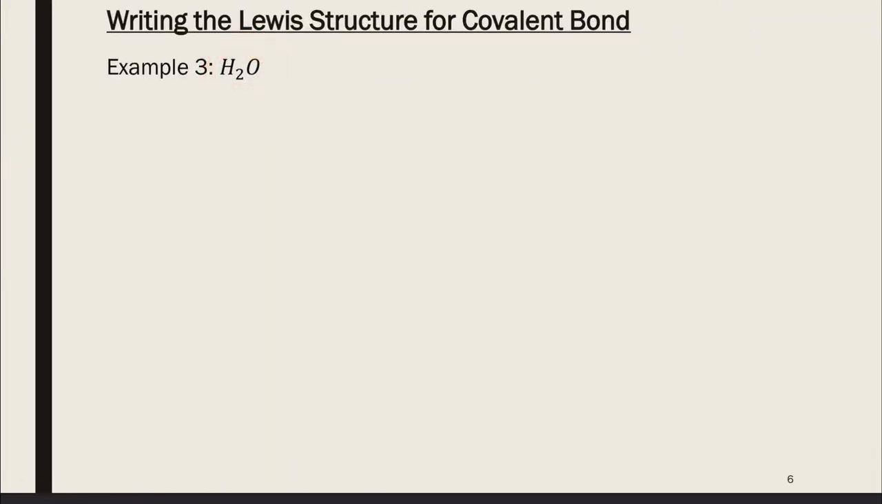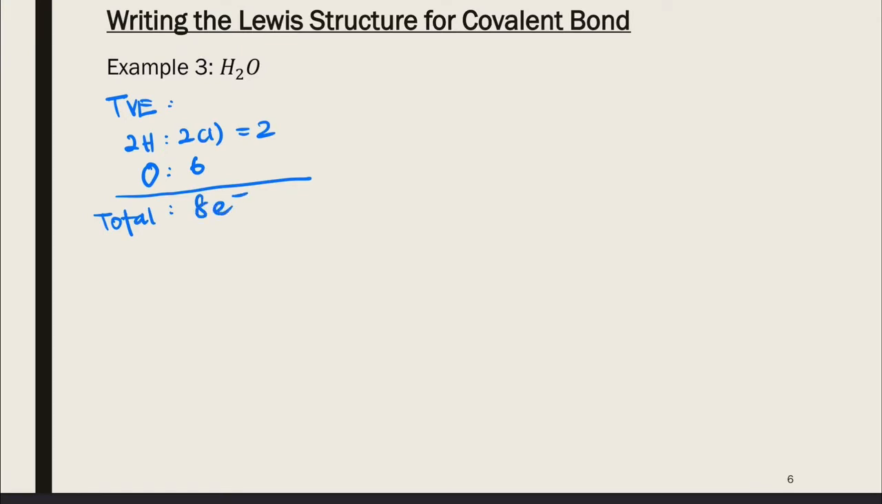Next, for example 3. For example 3, we calculate the total valence electron first. So we have 2 hydrogen atom and 1 oxygen atom. So when we calculate the total valence electron, we get that there is total of 8 electron, valence electron in the molecule of water.